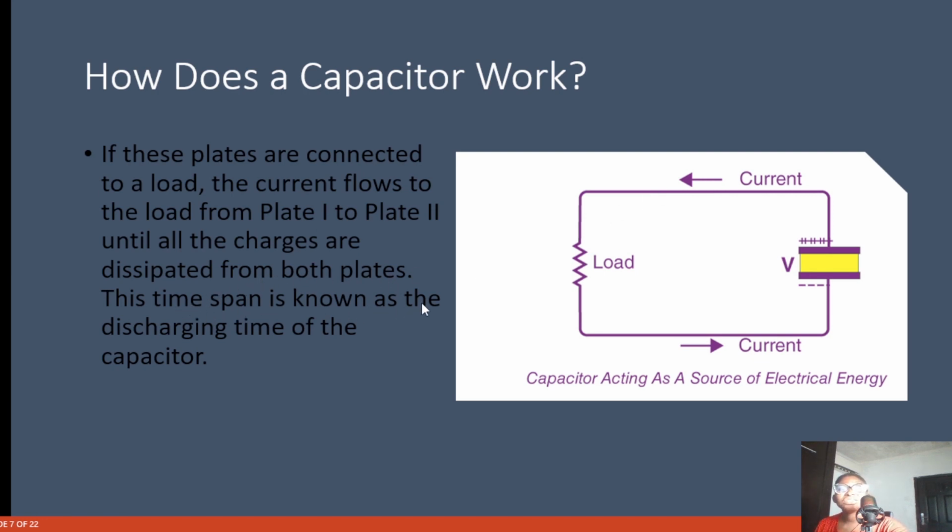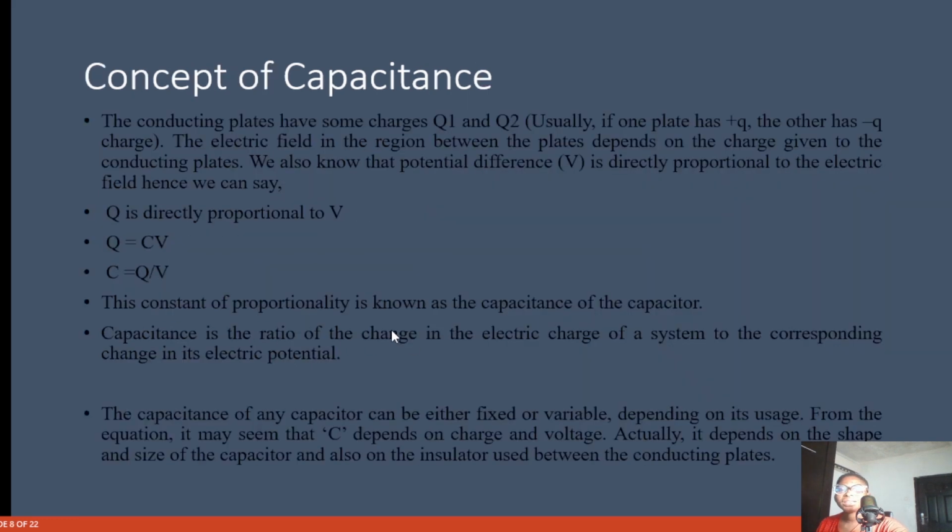This time span is known as the discharging time of the capacitor. The time the charges are loaded into the plate is known as the charging time, and when the charges are sent to the load is known as the what? The discharging time of the capacitor.